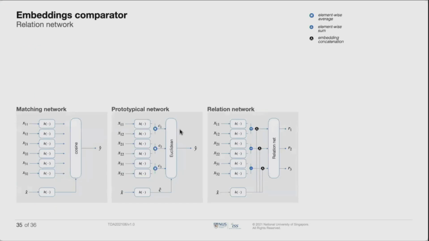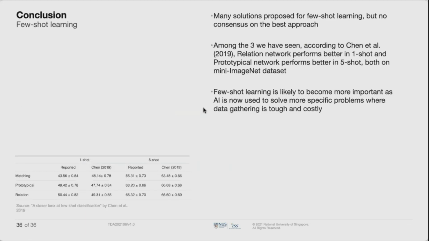Here is the comparison between the 3 types of embedding comparator. The general idea is similar. The difference mainly lies in the way they handle embeddings and how the comparisons are made. In conclusion, there are quite a few solutions proposed for few-shot learning, but no consensus on the best approach. We have seen 3 of them in this talk. Among the 3 on the mini ImageNet dataset, RelationNet performs better in 1-shot and prototypical network performs better in 5-shot learning. Few-shot learning is likely to become more important.